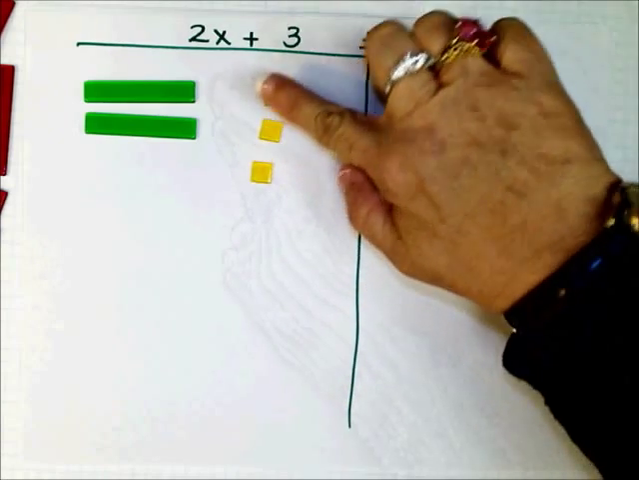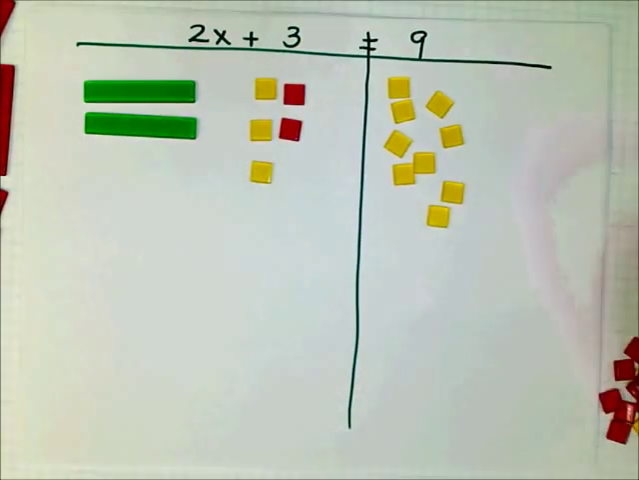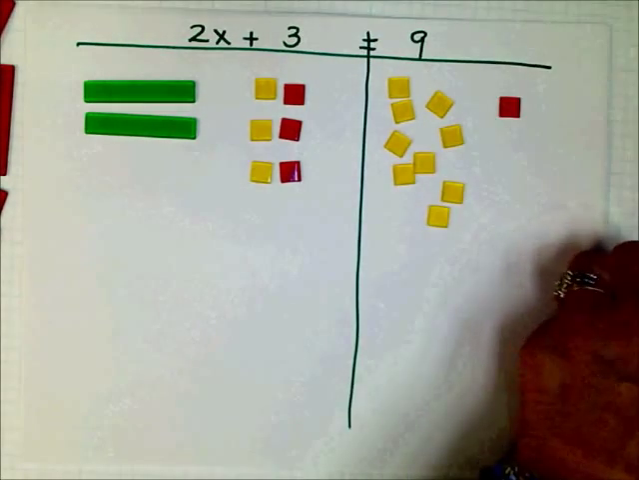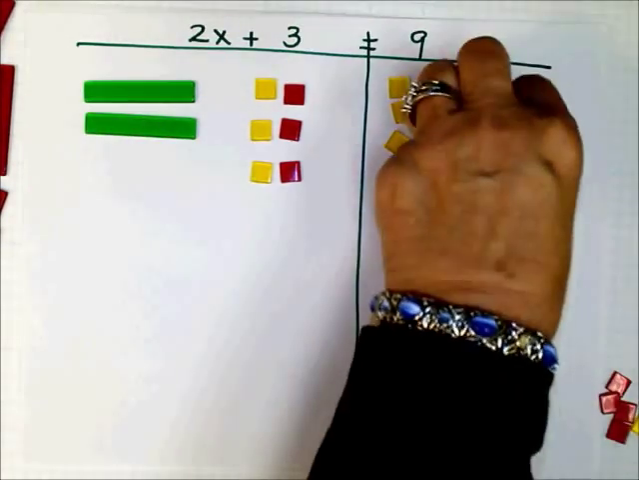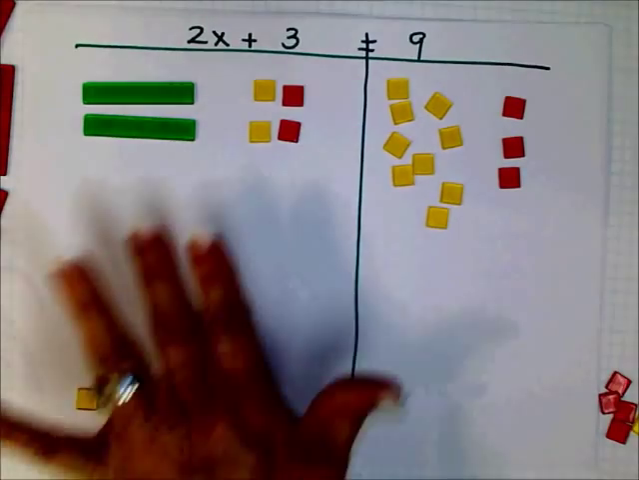So in order to do that, I need to make 0 pairs. So I'm going to put 3 red tiles or 3 negative 1 tiles with those. And if I do that to one side, I also have to do it to the other side. Now, on the left-hand side, it's real easy to see I can take these 0 pairs away.